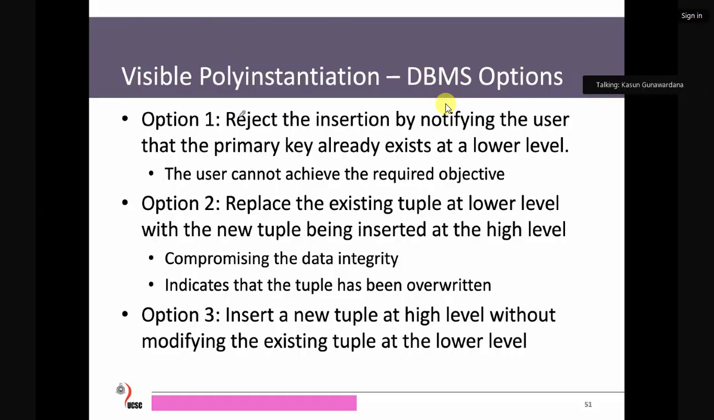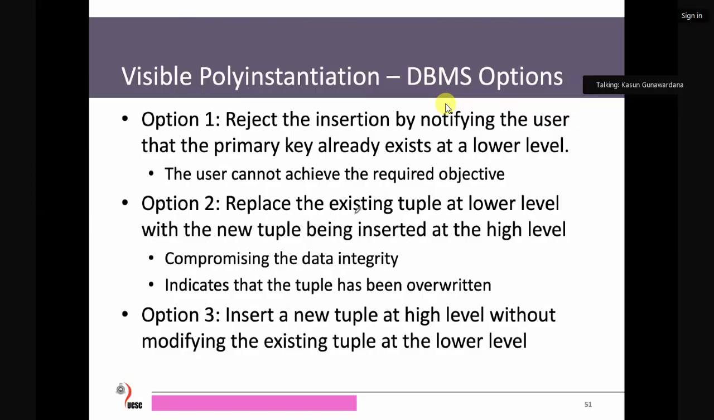So again, we can reject it when the higher level user is attempting to insert. We can reject it, saying that the apparent key exists. The problem is the user is attempting to insert data because the user really wants to insert. So in that case, the user cannot achieve the required objective by rejecting.